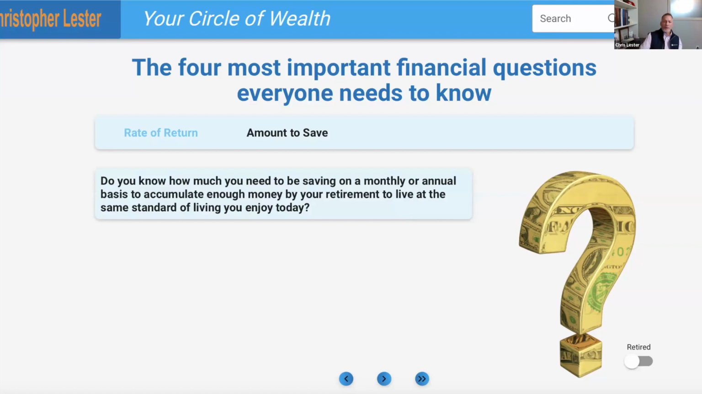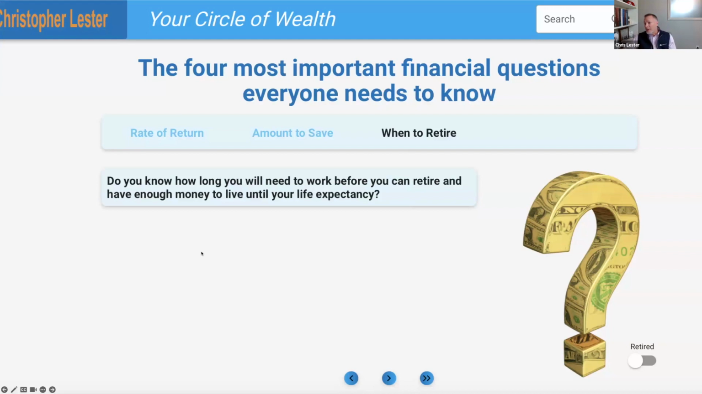So I'm sorry I went off on a rant there, but I think it's that important. When to retire? I can't tell you when to retire, but that's where it goes back to what I was talking about. Do you know how long you will need to work before you can retire and have enough money to make it to your life expectancy?